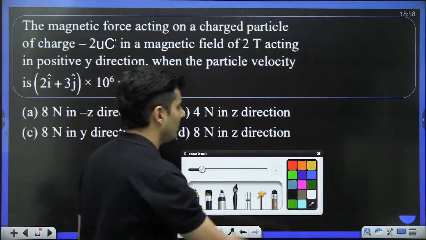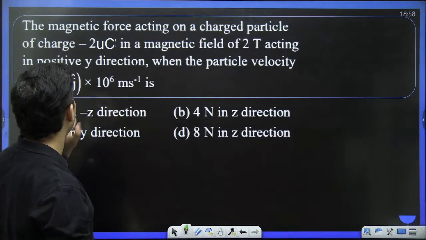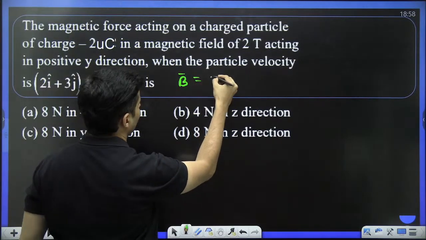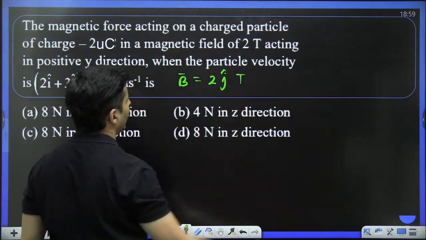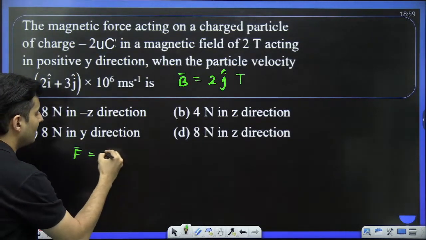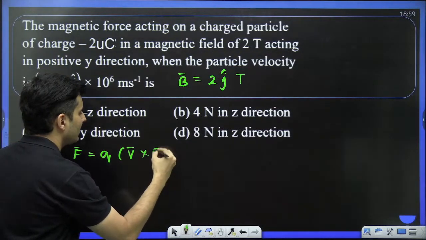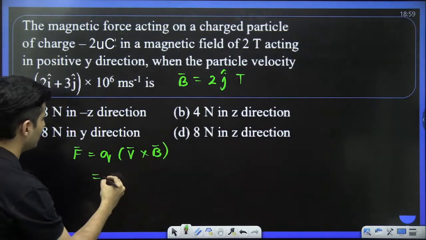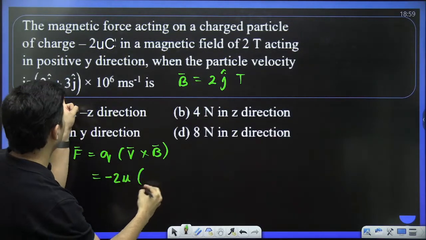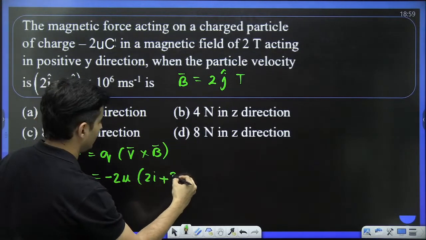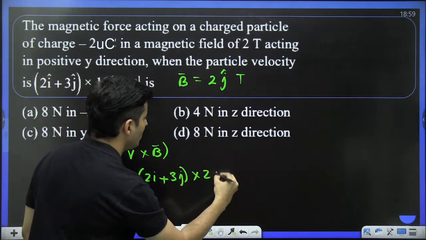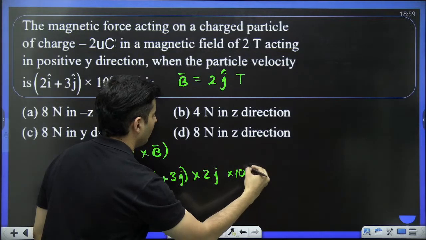So the first thing that I shall do is convert the magnetic field in i, j, k components. So the magnetic field technically is in positive j. So it is 2 j cap Tesla. Velocity is already given, charge is also given. So the force will be Q into V cross B. First take care of V cross B, then multiply it with the charge. Charge is 2 micro. Velocity is basically 2 i cap plus 3 j cap, 10 to the power 6 is there, I'll put it later on, into 2 j cap, and there is 10 to the power 6 over here.